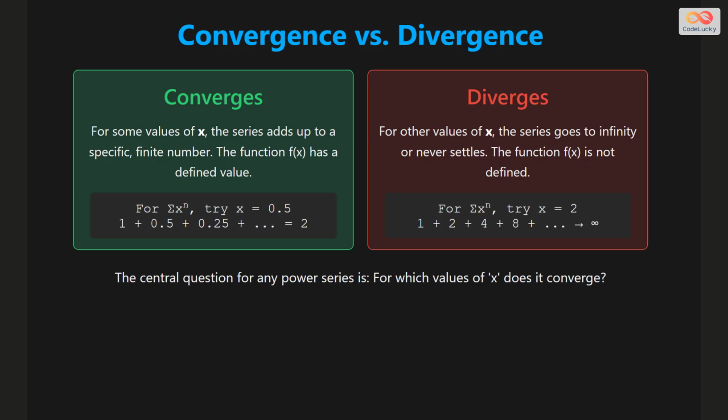That condition leads us to the critical concepts of convergence and divergence. When a series converges, it means that for a given x, the sum of the infinite terms approaches a single, finite number. For example, if x is 1/2 in our geometric series, the sum converges to 2. But if the series diverges, the sum doesn't settle, it might go to infinity. If x is 2, our series 1 plus 2 plus 4 and so on clearly diverges.